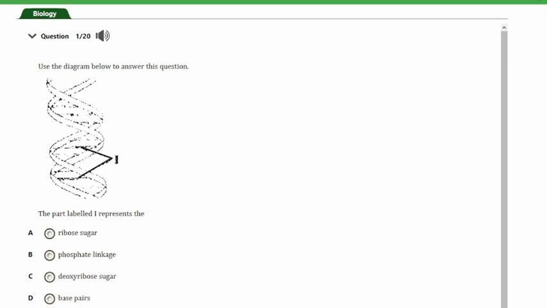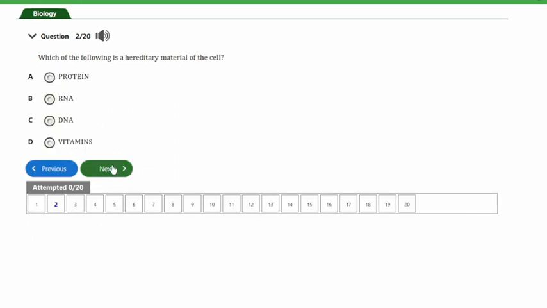It says the part labeled I represents the A. Ribose sugar, B. Phosphate linkage, C. Deoxyribose sugar, D. Base pairs. The answer to this question is option D, and that's base pairs. This is a DNA strand, and the part labeled I represents the base pairs. Take note of that, and let's check out the next question.